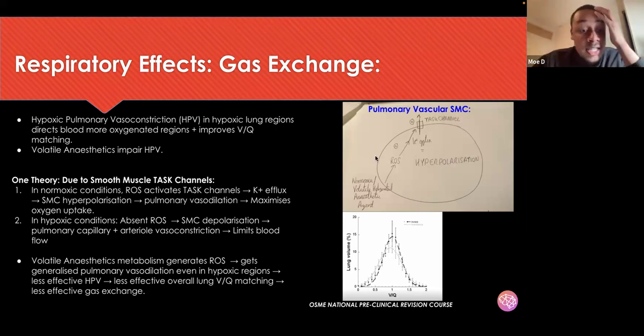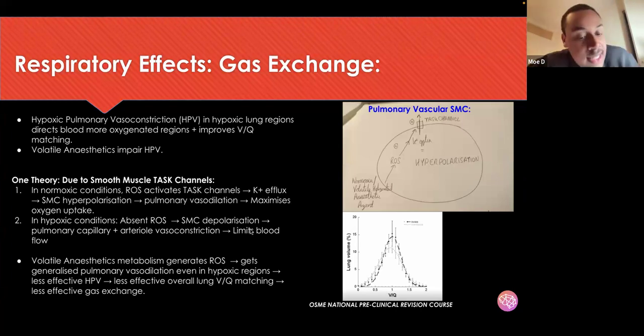If you are to contrast in hypoxic conditions in the lung, in hypoxic lung regions, you have no reactive oxygen species. So what happens is because there's no reactive oxygen species, it inactivates the TASK channel, you get depolarization of the smooth muscle cell, and hence you get pulmonary capillary and arterial vasoconstriction to limit blood flow in that region.